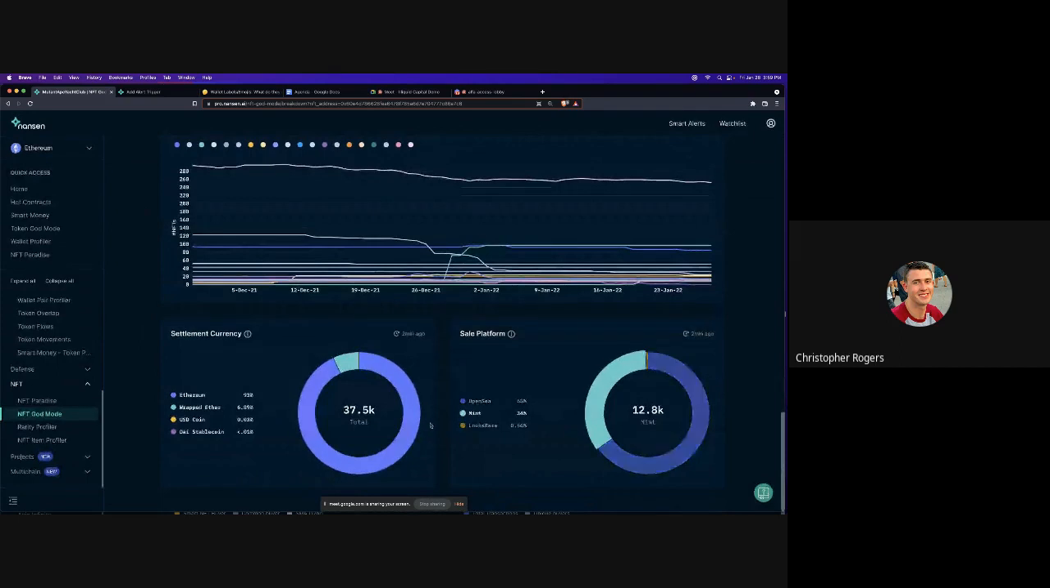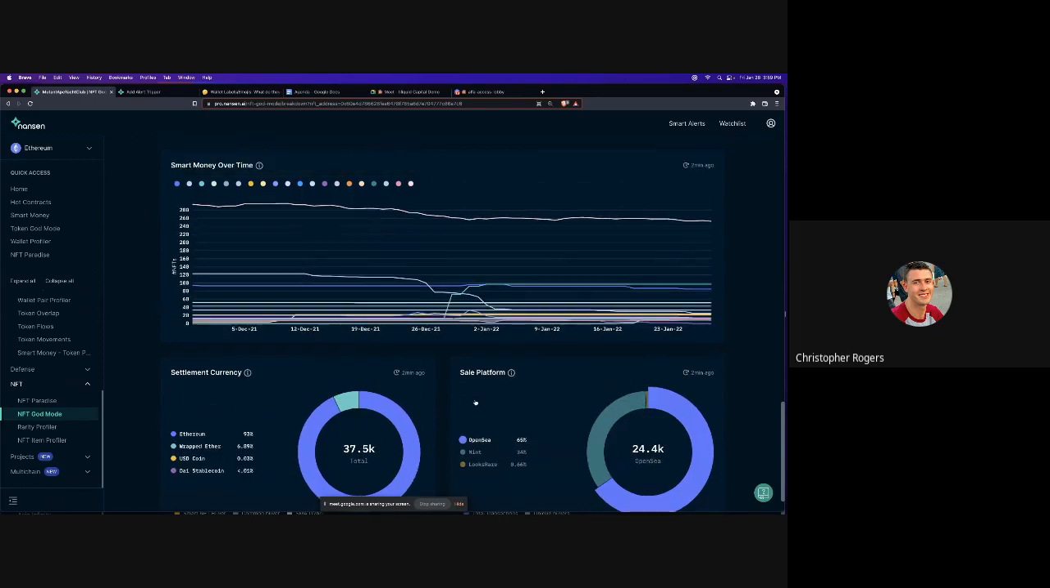Then some quick additional statistics: settlement currency, majority in ETH. And if you're looking for the most liquidity, I'm assuming you would look to OpenSea if you were looking to buy or sell Mutant Ape Yacht Club NFTs.